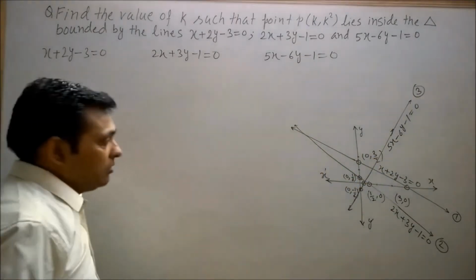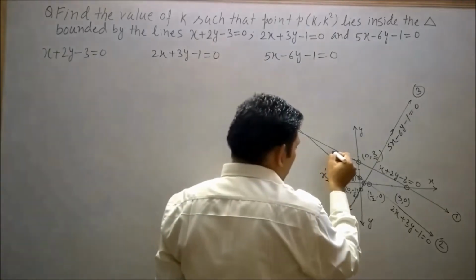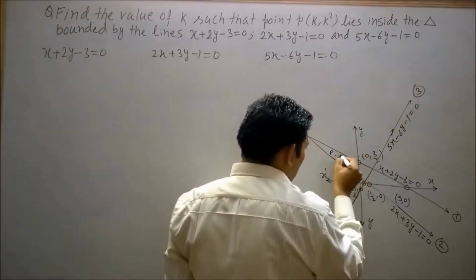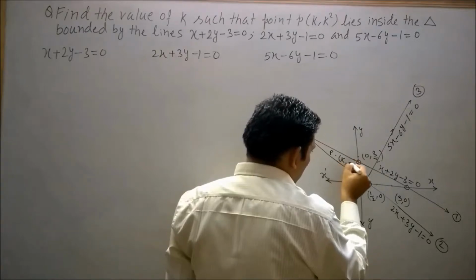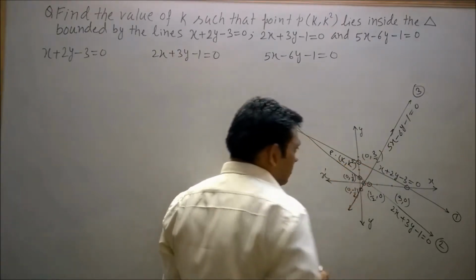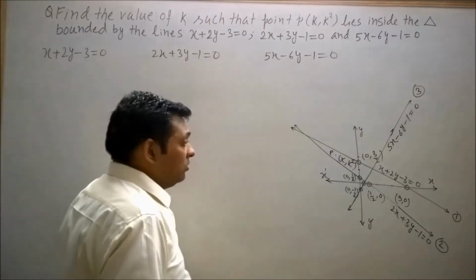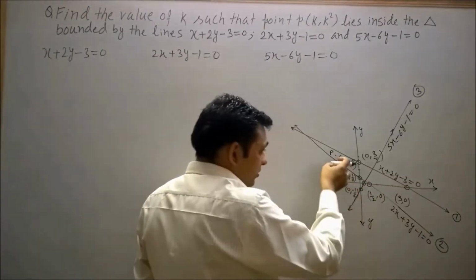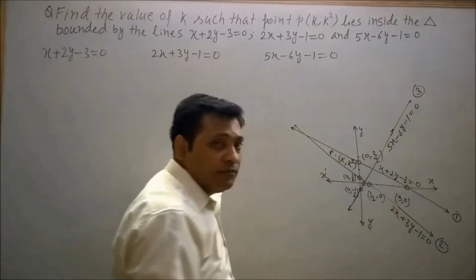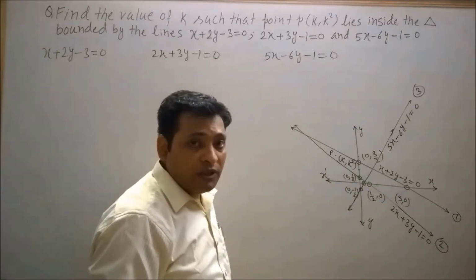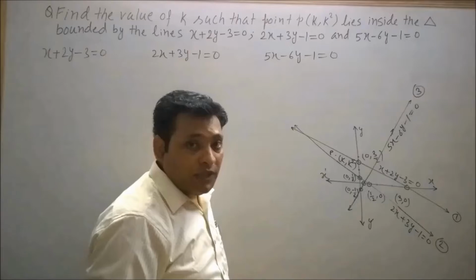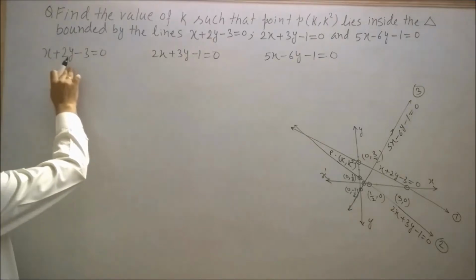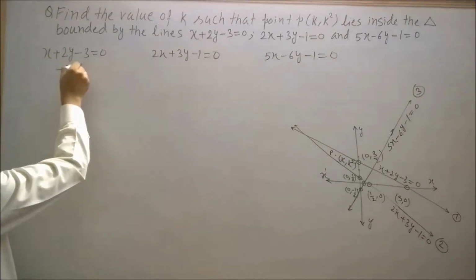Now, P is the point which is laying inside this triangle. The coordinate of P is k, comma k square. Now consider the first equation, that is x plus 2y minus 3 equals to 0. Here the point P and origin lie on the same side, and we know that the points which lie on the same side of the line give the same sign of inequality. So put origin here. 0 plus 0 is 0. Minus 3 is lesser than 0.